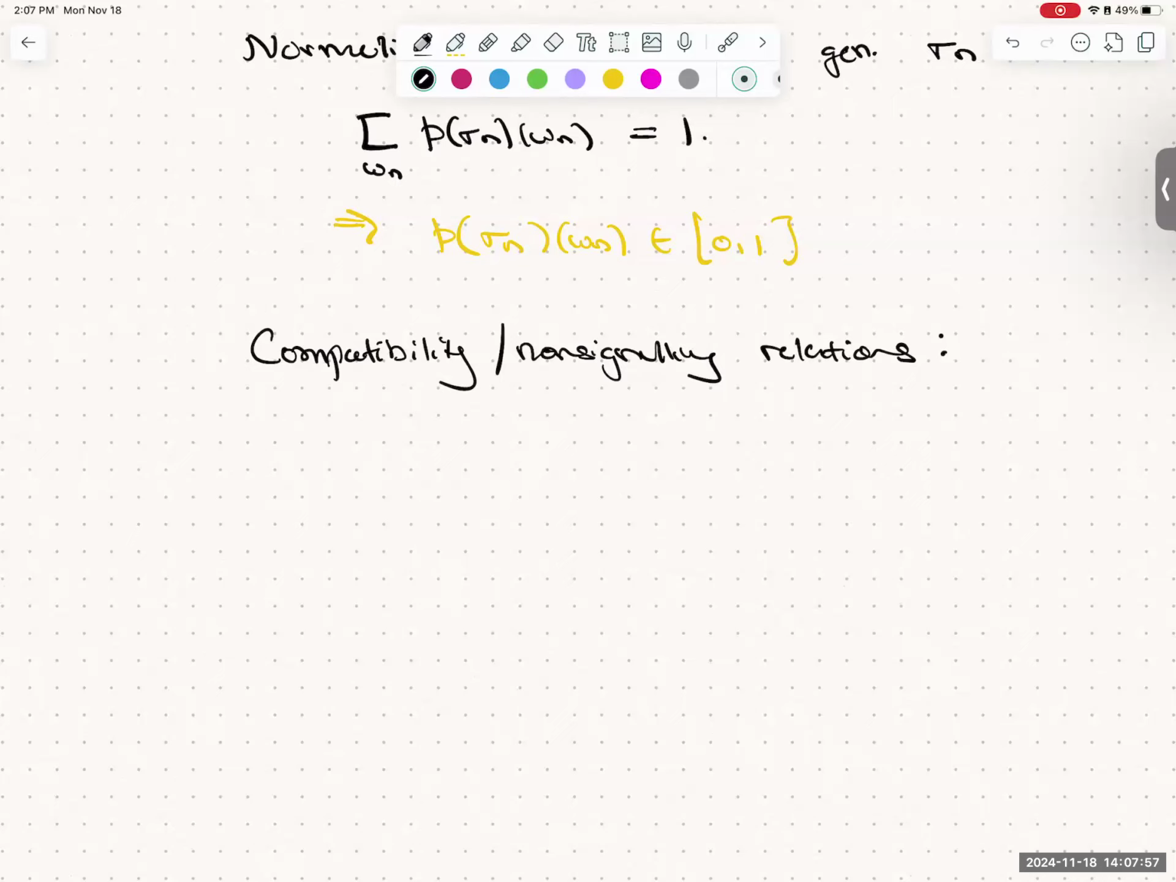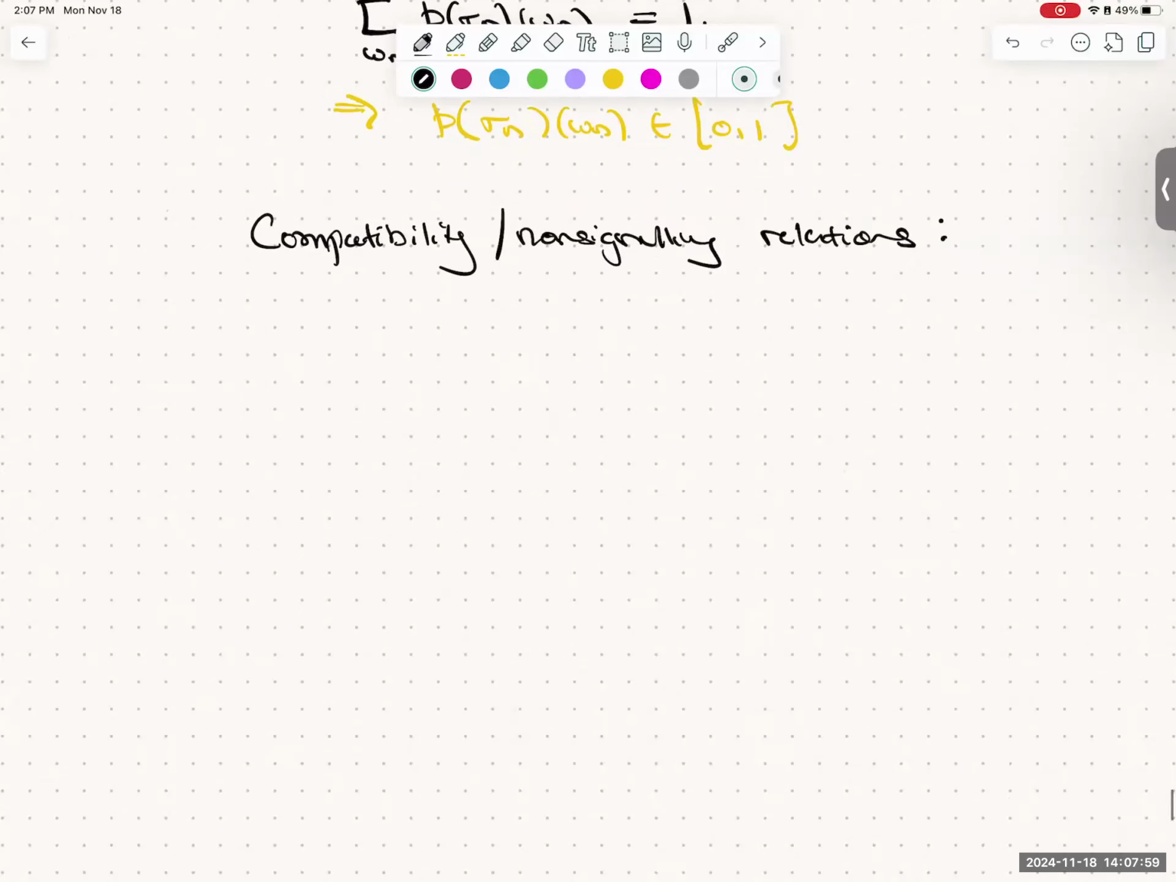So the compatibility, non-signaling relations, it will be easier to just write them eventually, but I will write this in quotations. These are going to be something like a sum, and this is why I'm putting the quotations, but you have sigma n. So if I have two, maybe it actually helps to be just a little bit nicer about this.